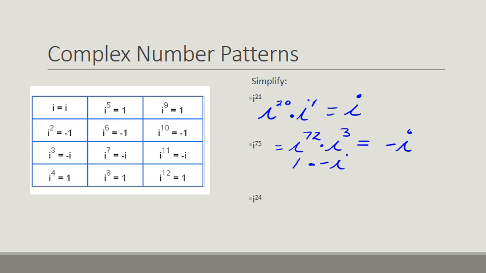i to the 24th is a multiple of 4. So that means that it just simplifies to 1. Okay. Notice that I made my i's in cursive and put a dot over it so it makes it easier to read.